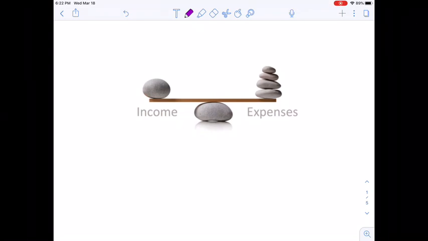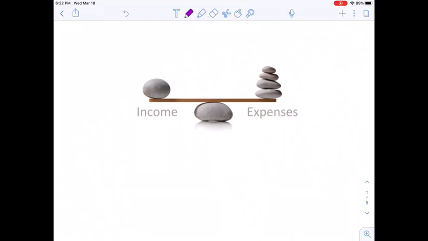So when we look at a budget, in order for it to be balanced, the income has to equal the expenses. Expenses can't be exceeding the income because that means we would be trying to spend more money than we have. And it's great if our income exceeds or is more than our expenses, but in order for our budget to be balanced, they have to be equal.